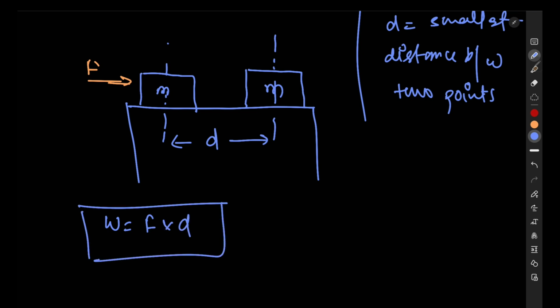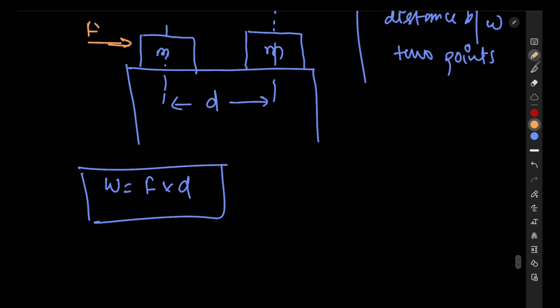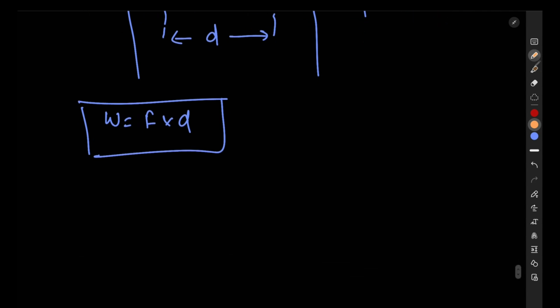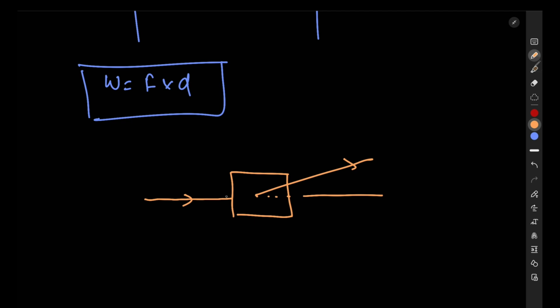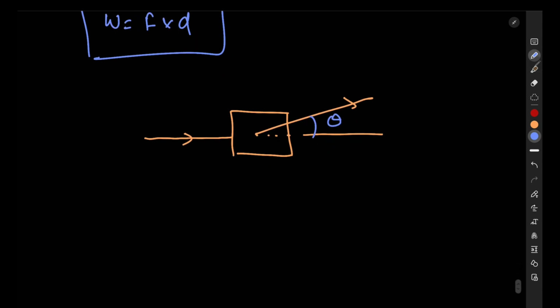But a very interesting question arises here: what if the displacement is not in the direction of force? So how will you handle it? For example, there is a mass m and we apply a force like this, and the displacement is in this direction. Now how will we handle this?